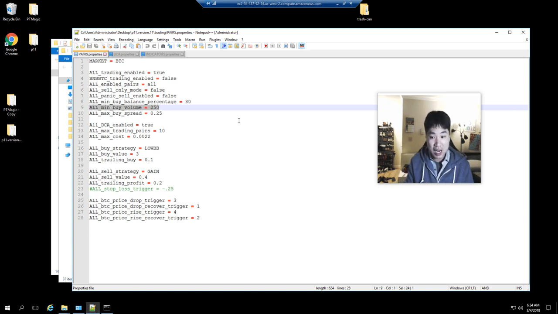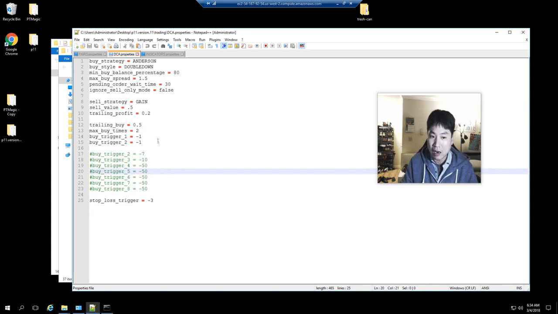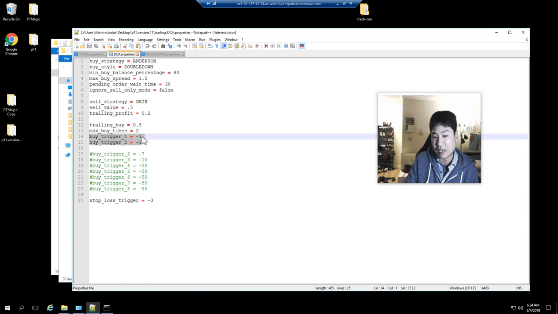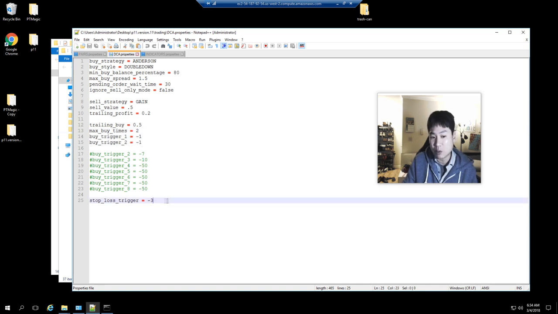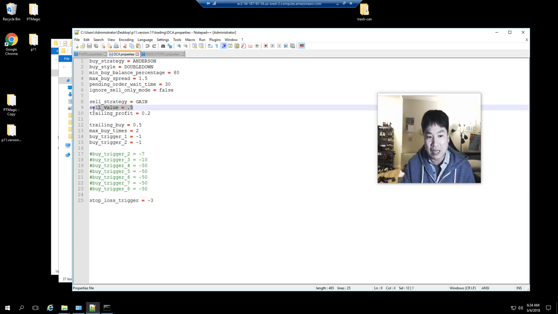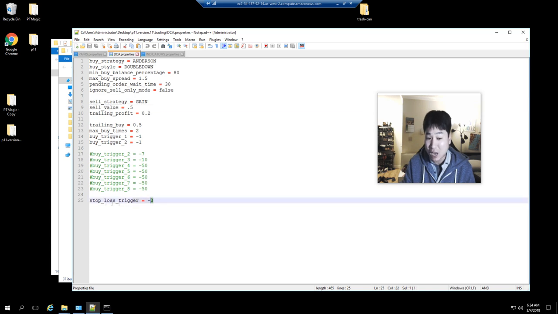I'm also DCAing. Based upon what I've learned so far, DCA is sort of necessary. However, my DCA is a little bit different. I am at -1, -1, and I DCA 2 times with the stop loss at -3. Based upon my buys with my EMA spread strategy, I noticed that the coin does go back up. However, it just needed some time before it went back up, right? And I want to DCA so that it does go back up and I can collect those profits. If you look, my sale value is at 0.5. My stop loss trigger is at -3.